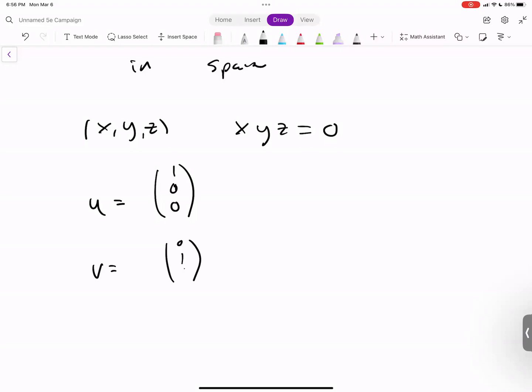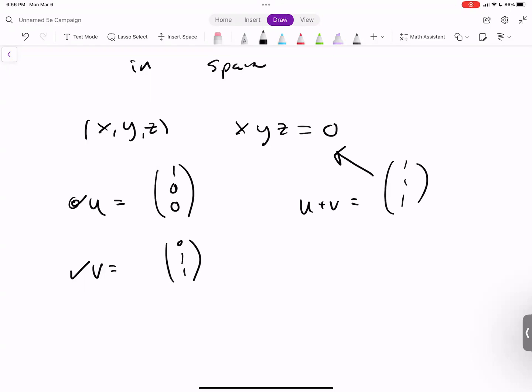0 1 1, right? Because is U in the space? Yes. Is V in the space? Yes. What is U plus V? Equal to 1 1 1. Is 1 1 1 in this space? No. So this is an example of something not being closed under addition. Each of its separate pieces are in here, but it is not when we add them together.